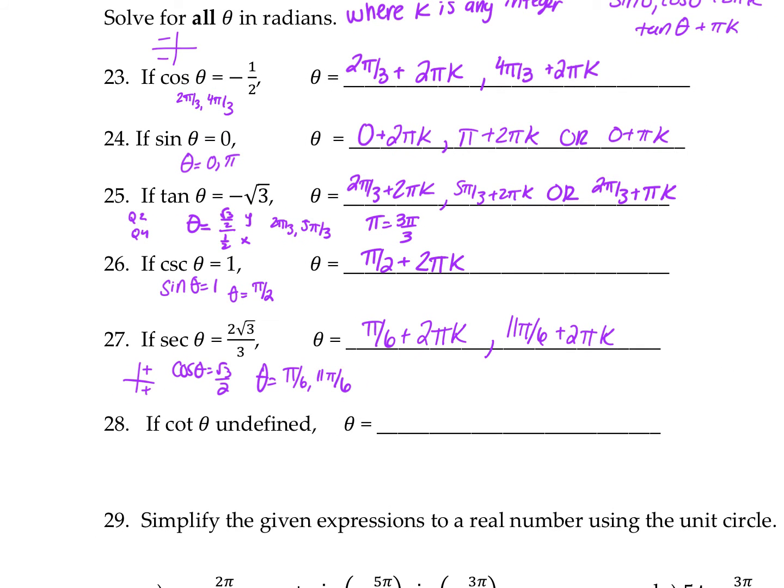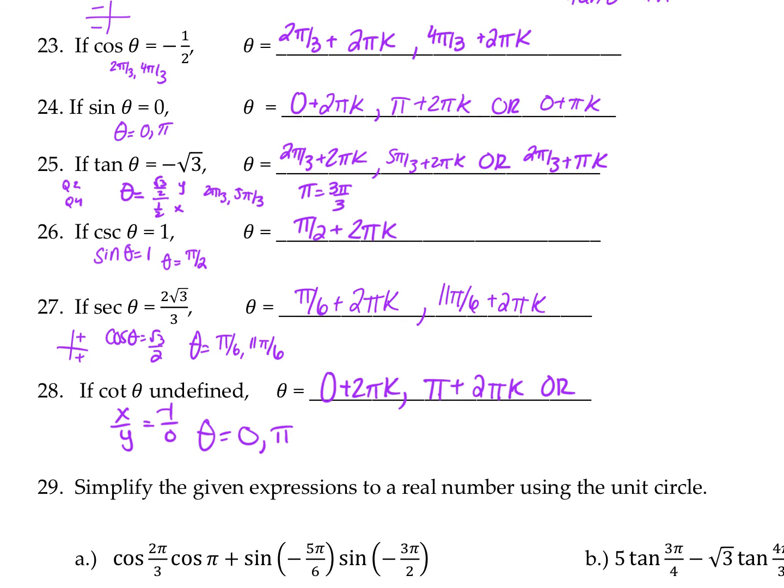All right, where's the cotangent undefined? So that means if I did x over y, the denominator was 0. So 0, 1 would be at 0, or also at pi, because in theory it could be negative 1 over 0. So 0 plus 2 pi k and pi plus 2 pi k, or again, those are only pi apart, so I could just say 0 plus pi k, because there's more than one way to write that.